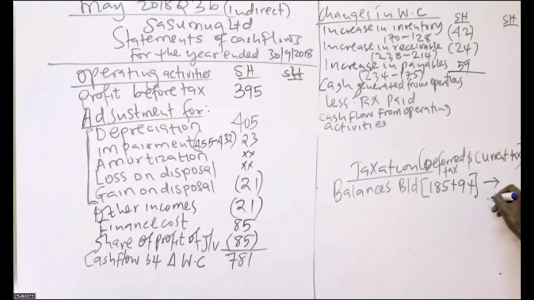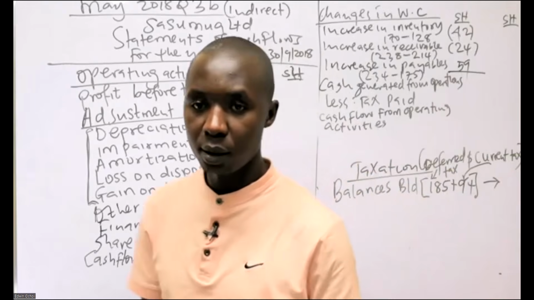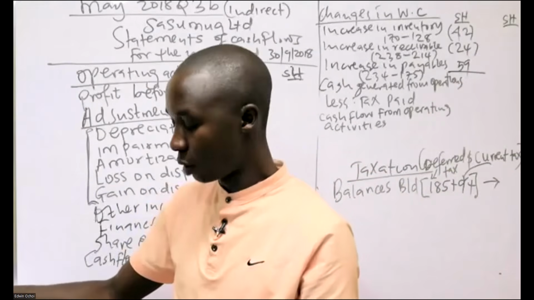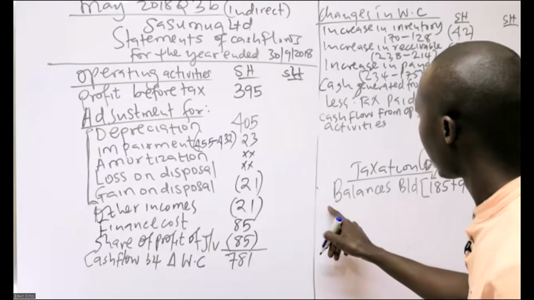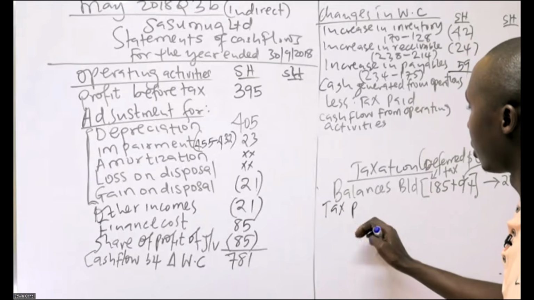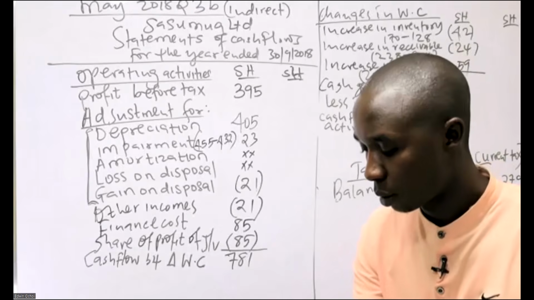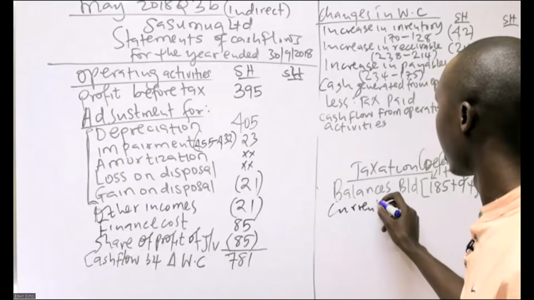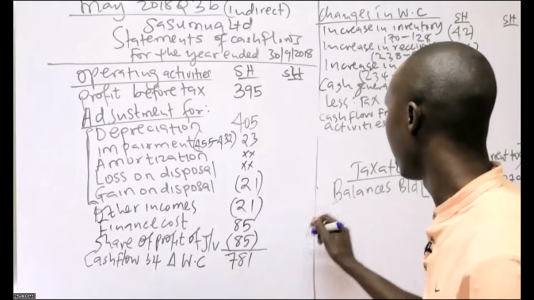So you add the two. These are the balances brought down for both current and deferred. 185 plus 94 is 279. I hope that is good. So after the balance is brought down, you consider the tax paid. The current tax for the year, let me mention that, from the income statement: the income tax for the year.